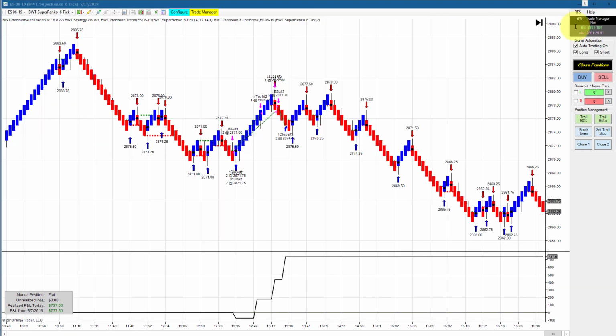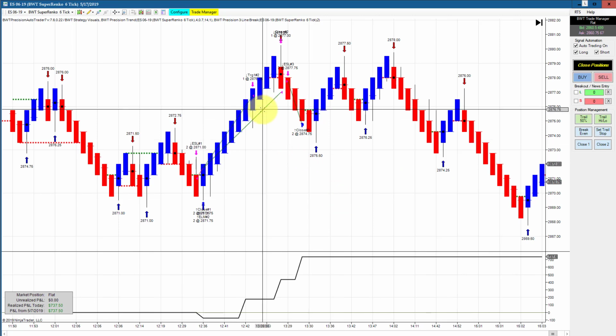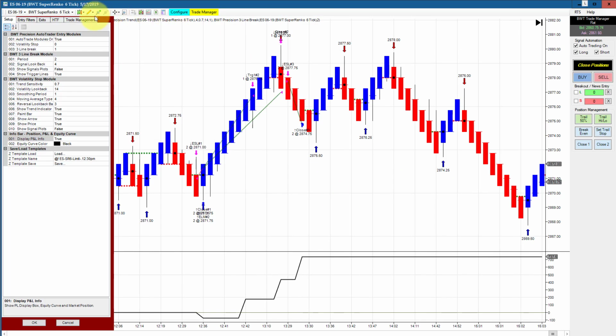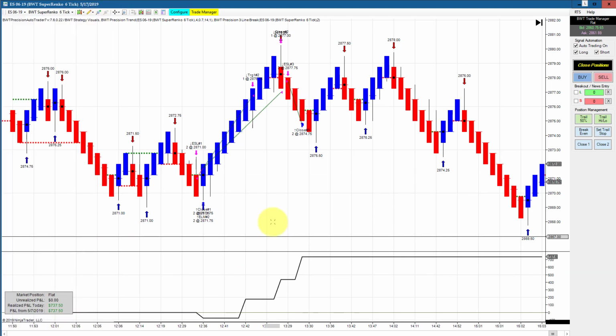Okay, the ES on a Super Renko 6-tick chart with our 3 line break filter that starts trading at 12:30 noon. It started off with a small loser here, drew down less than $100, and then this trade here, 2 back-to-back trades actually, brought us up to our goal, which I believe is 750, and we had 1 tick of slippage.